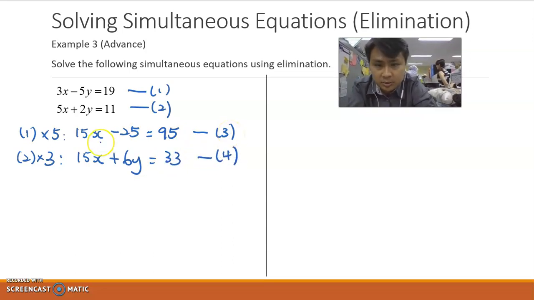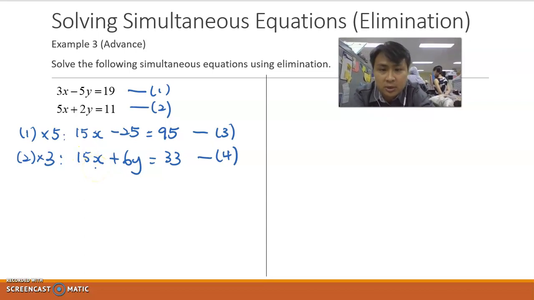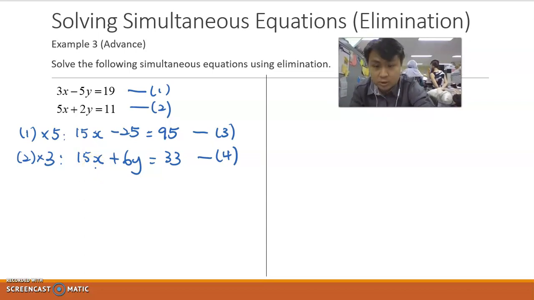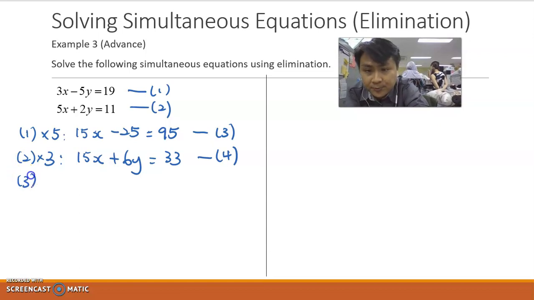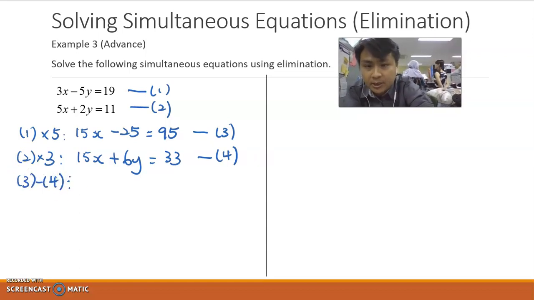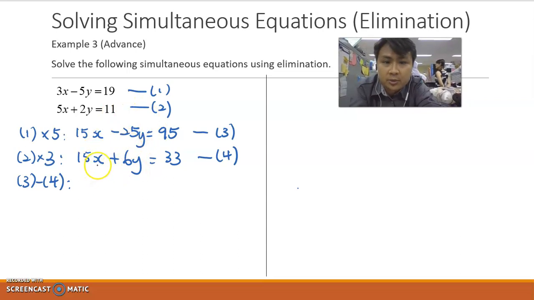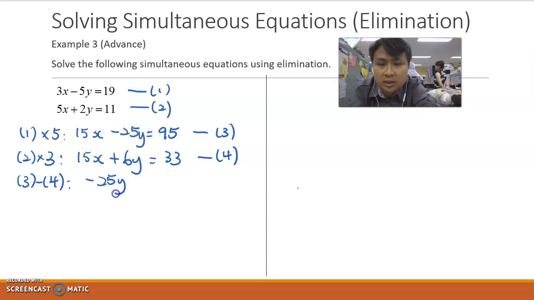Now the next step will be to choose plus or minus. And it's very obvious. I want to remove x now, so it will be minus. Because 15 minus 15 will give us 0. So I'll take equation 3 minus equation 4. So this should be a y here, sorry. So I'll take equation 3 minus equation 4. So we have negative 25y minus 6y will be equals to 95 minus 33.